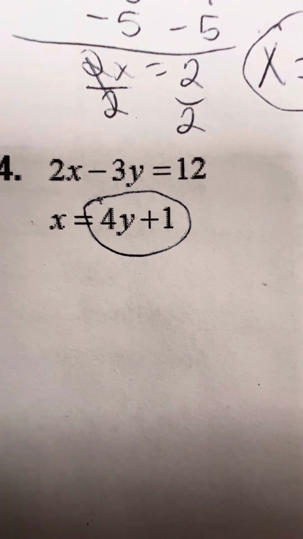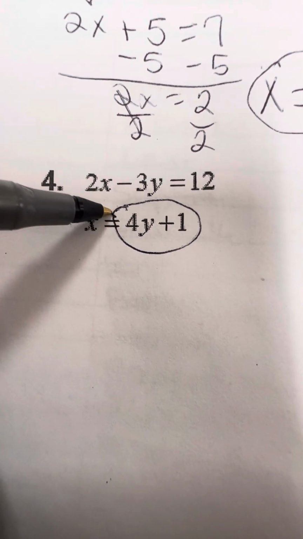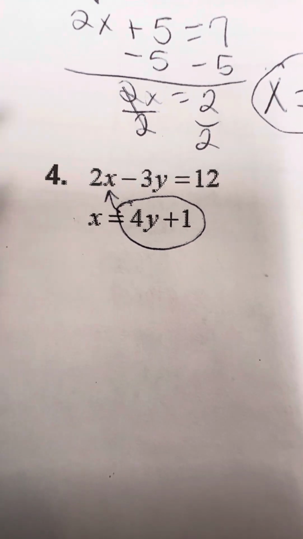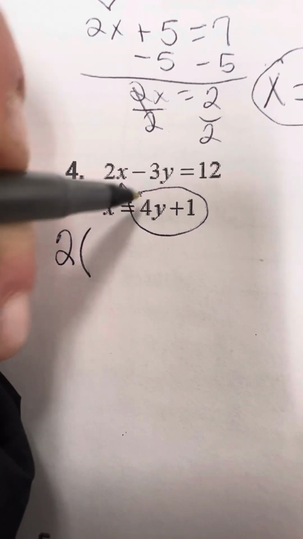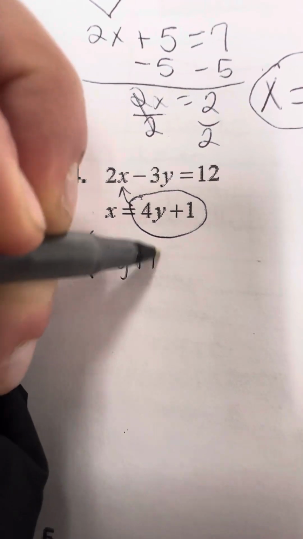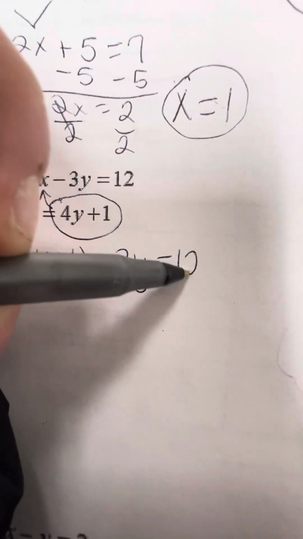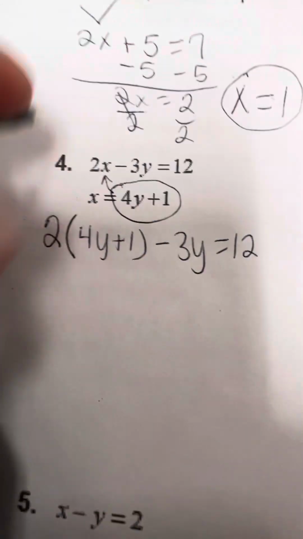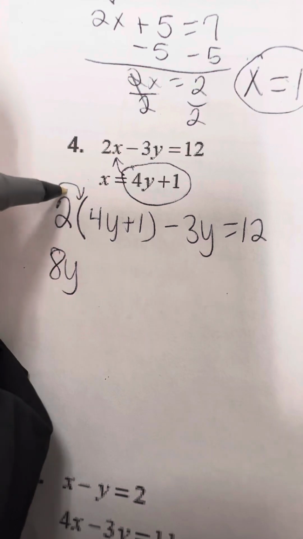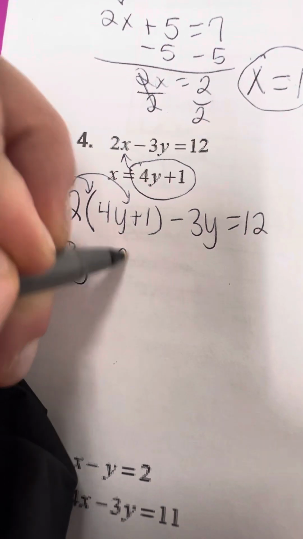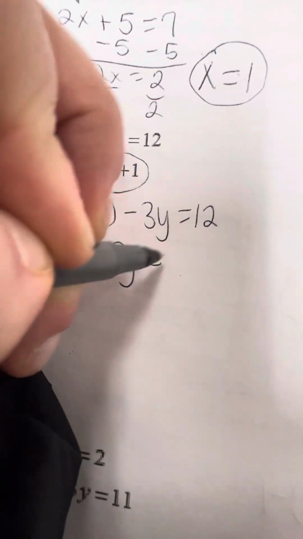plus 1. So what I'm going to do in the first equation is take where x is right here, and I'm just going to replace it with this 4y plus 1. So you put that in parentheses, so we're going to do 2 times the x, which is 4y plus 1, and then the rest of the equation will remain the same. And then we're going to go ahead and distribute appropriately. 4 times 2 is 8y, and then 2 times 1 is 2. Oops, that's going to be minus 3y is equal to 12.